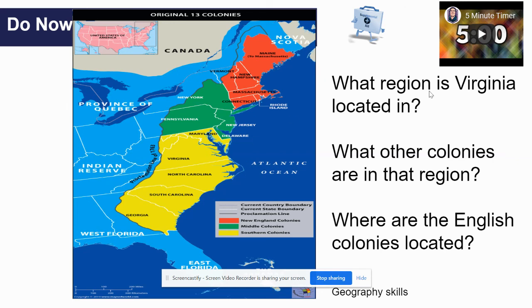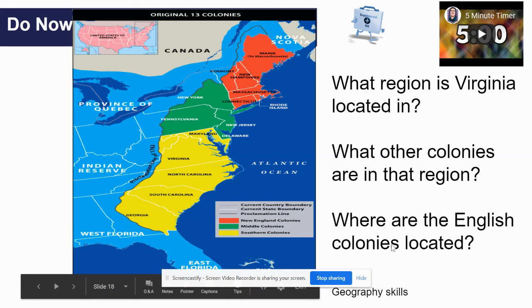Okay, so what region is Virginia located in? I find Virginia and I look at my legend and I know that Virginia is in the Southern colonies. What other colonies are in that region? You should be able to see that Maryland, North Carolina, South Carolina, and Georgia are in this region.